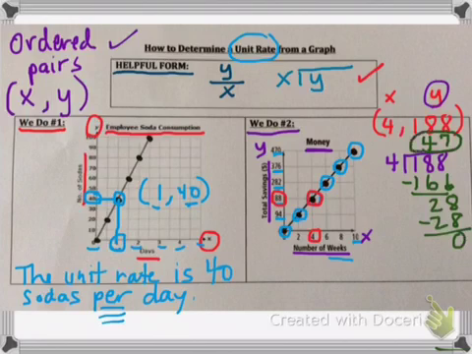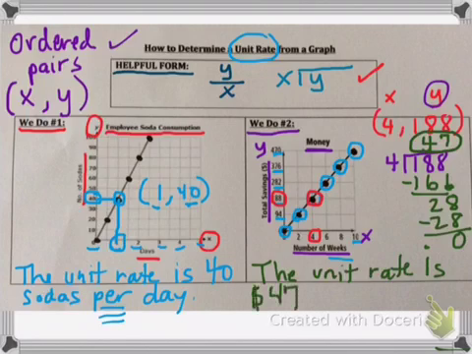So to make it make sense with the graph, the unit rate, this should be copied, the unit rate is $47 per week. Because I know that if it's 4 weeks and I save $188, I can simply divide to get my unit rate, so how much I save in 1 week. So these are the 2 different ways that you can determine unit rate from a graph.